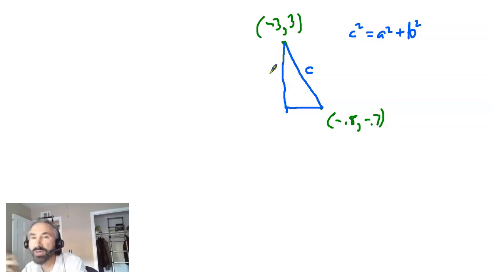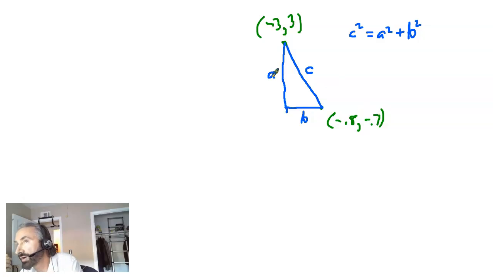Now, the trick is, how do we find a and b? And by the way, it doesn't matter whether we call this side a or b or this side a or b. Doesn't matter. I'm just going to call this guy a for now and this guy b, and my decision was random. But how can I figure out what a is? Well, a is the distance between this point and this point, but only vertically. So all I'm concerned about is that this guy is at y equals 3, and this guy is at y equals -0.7.